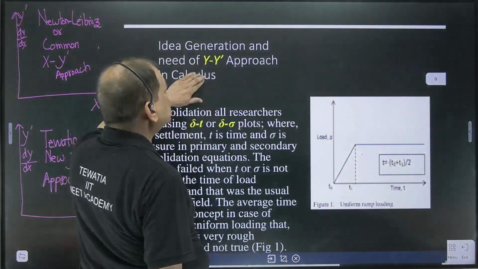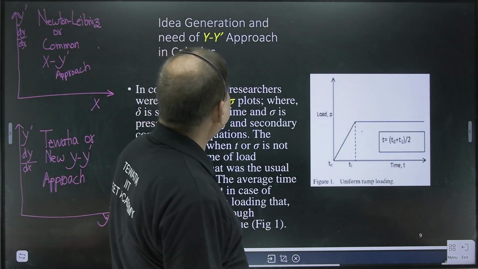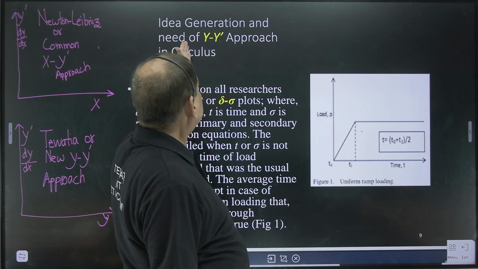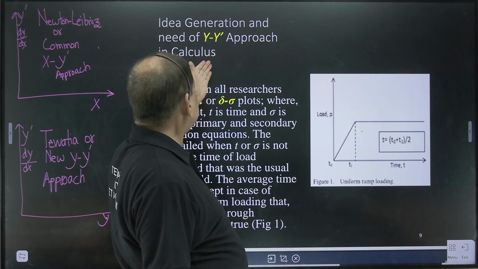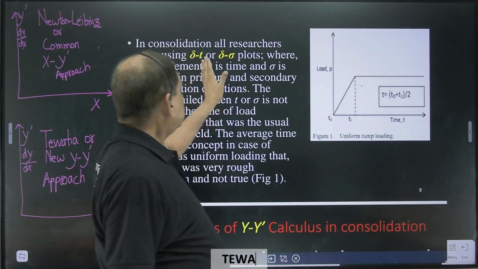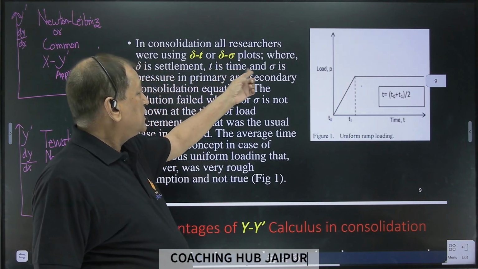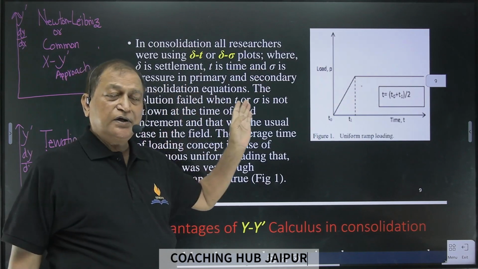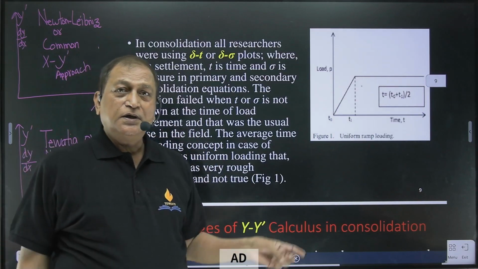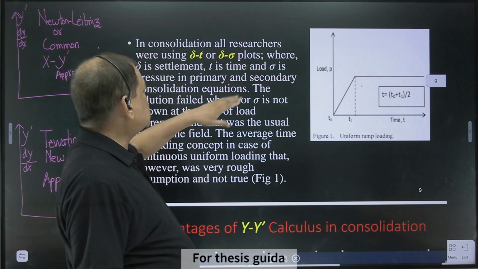So how did this idea generate? This idea was generated around 95 or 96, in the 90s. So, the idea generation and need of the yy dash approach in calculus. In consolidation, all researchers were using delta-t or delta-sigma plots, where delta is settlement, t is time and sigma is pressure. It is rather effective pressure. That terminology is more relevant for geotechnical engineers. Otherwise, for common people, we can assume it as pressure.